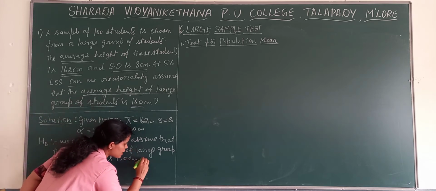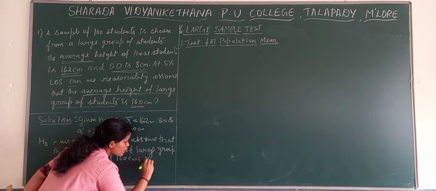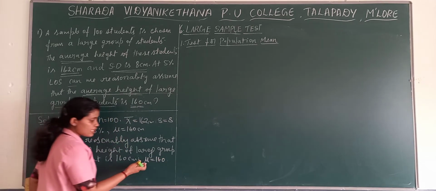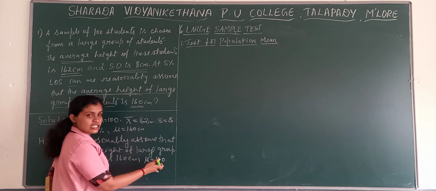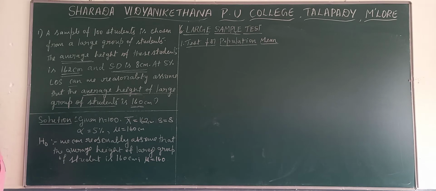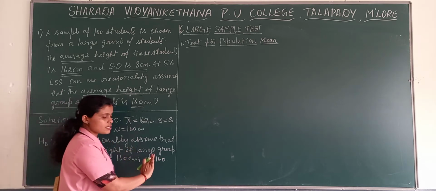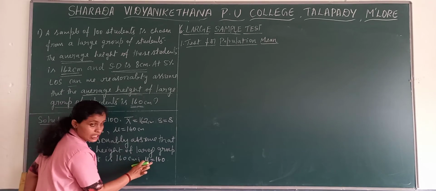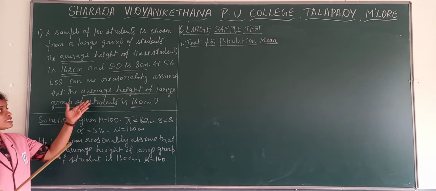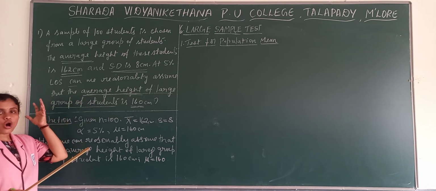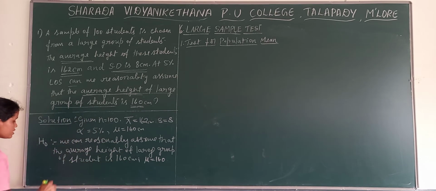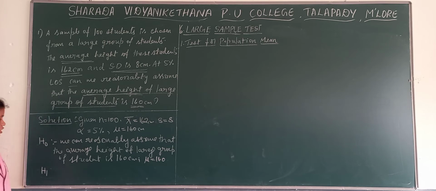That means we are taking here mu is equal to 160. We consider the population mean is equal to 160. What they have given, yes, we assume that. How to set the alternative? The null hypothesis will always be equal. You get confused with the alternative. Since we are not finding less than or more than in the problem, we need to write the opposite of this as the alternative hypothesis.